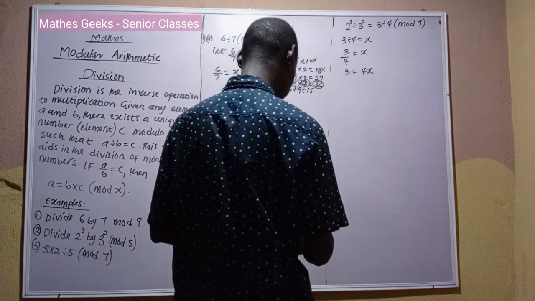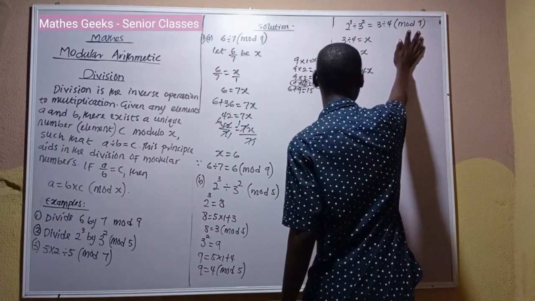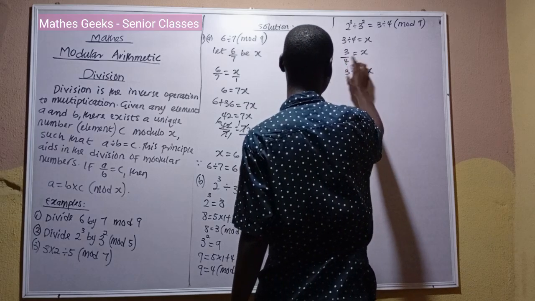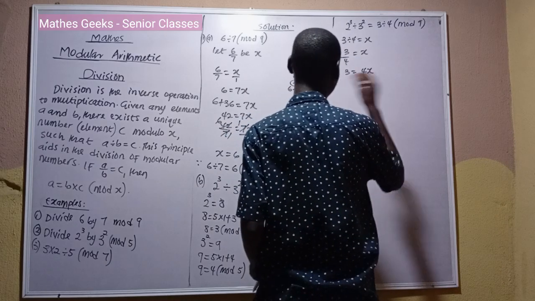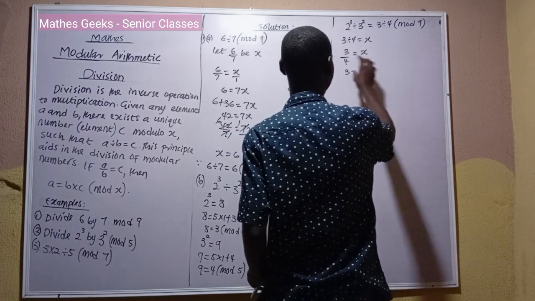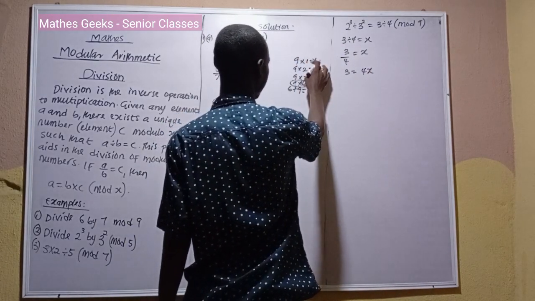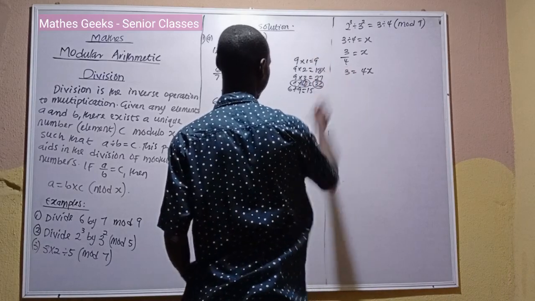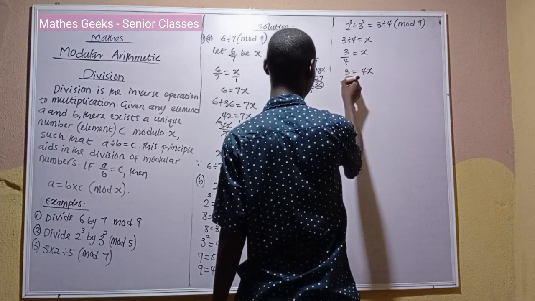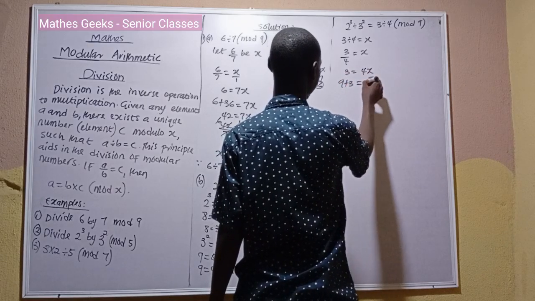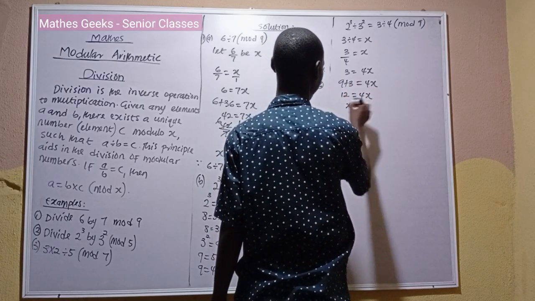We apply the same principle. We're going to get the multiple of 9 that, when added to 3, is divisible by 4. So let's see what we have. 9 times 1 is 9. 9 plus 3 is 12. 12 is divisible by 4, so we go by 9 plus 3 equals 4x. 9 plus 3 is 12, which is equal to 4x, and x equal to 3.